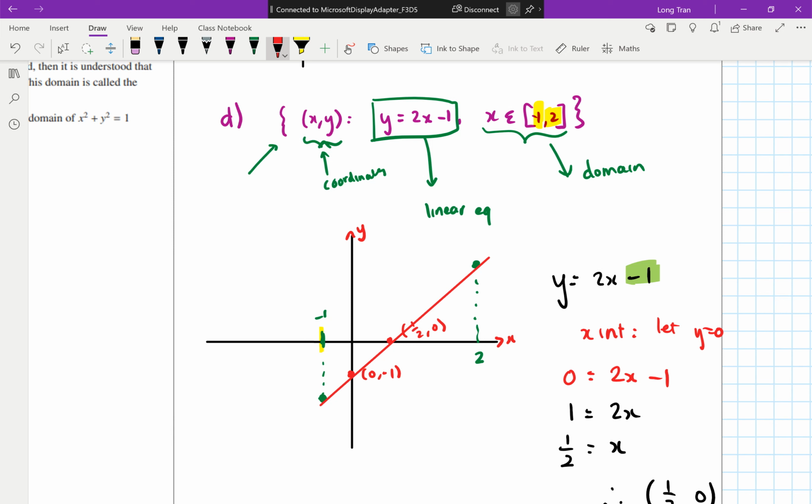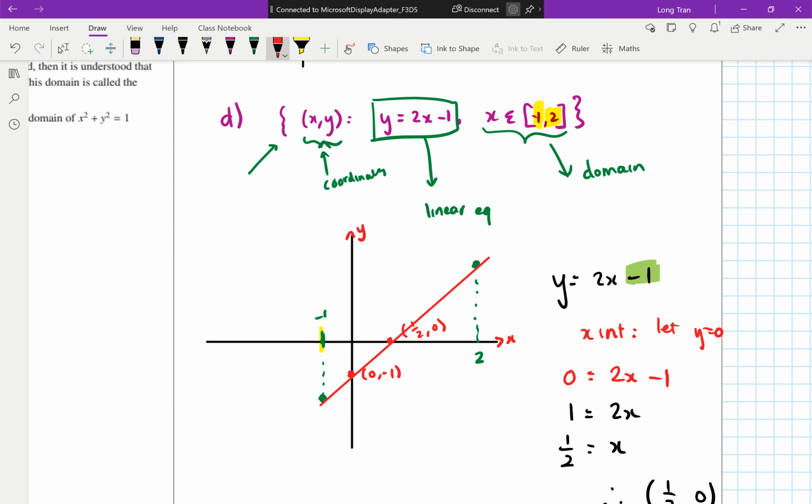The graph only works on the x-axis between -1 to 2. Don't get confused by that vertical height. We're only looking at the span, the width of it. And it's only from -1 to a maximum of 2. It doesn't stop here. It goes all the way up to 2. That's where it stops. That's my largest x value.